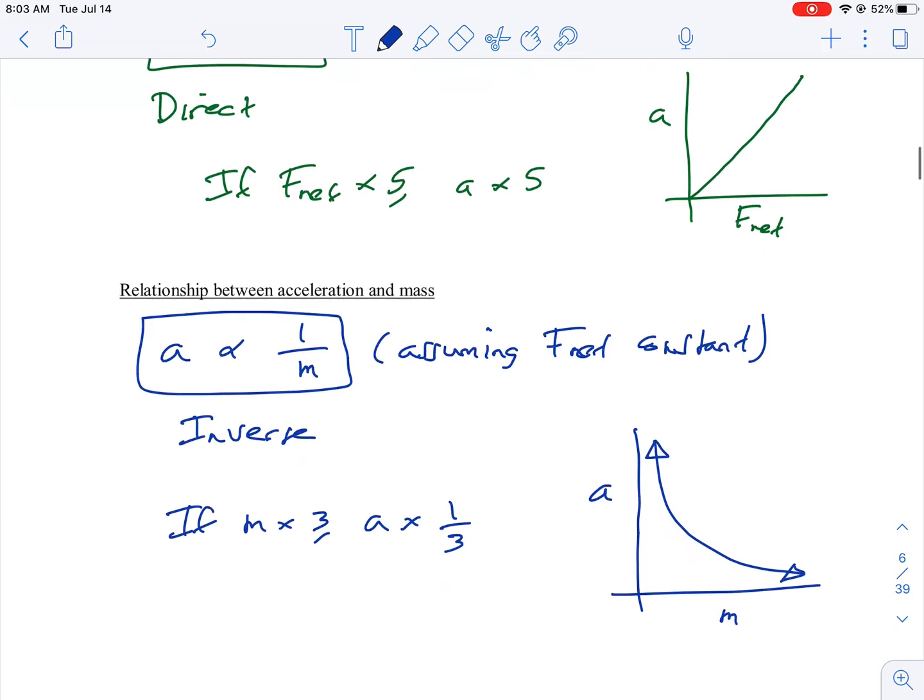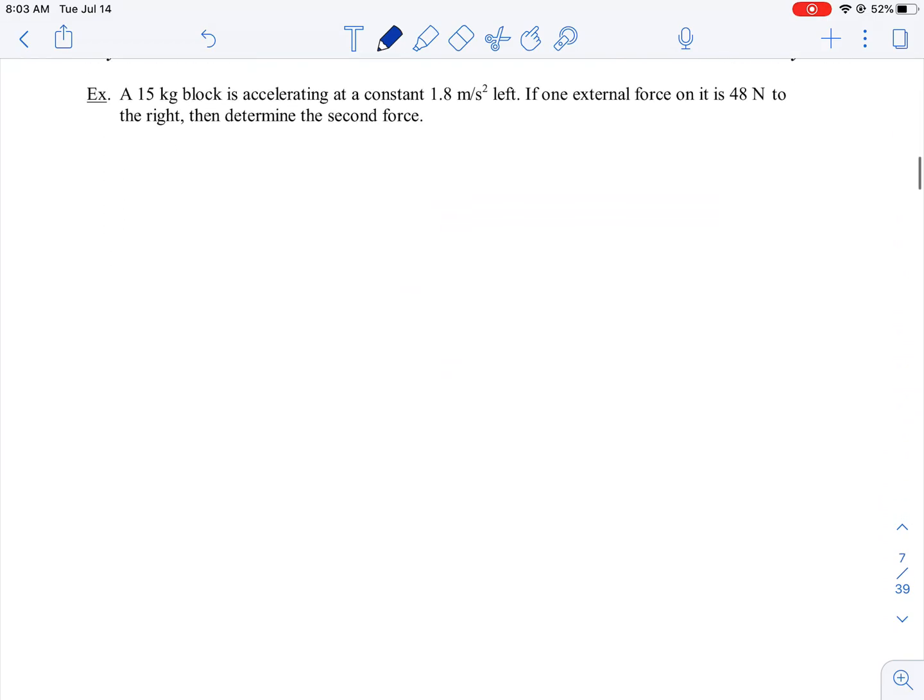Let's go on to the math. So we're going to do a couple of examples together. And the good news is the method is quite consistent with what I talked about in the first lesson. Here we have a block accelerating to the left, and we have a force on the right. We're looking for the second force.